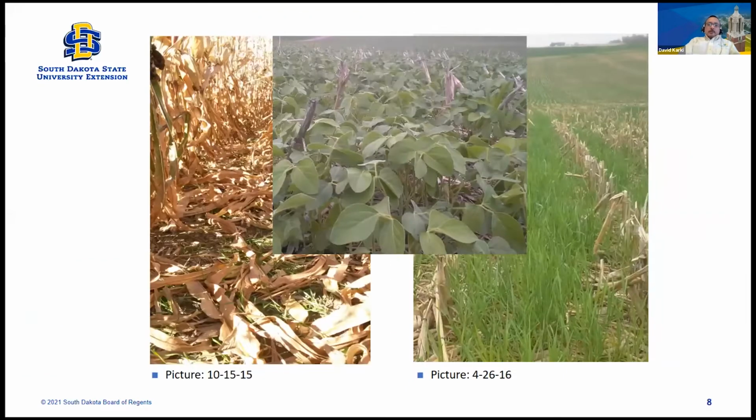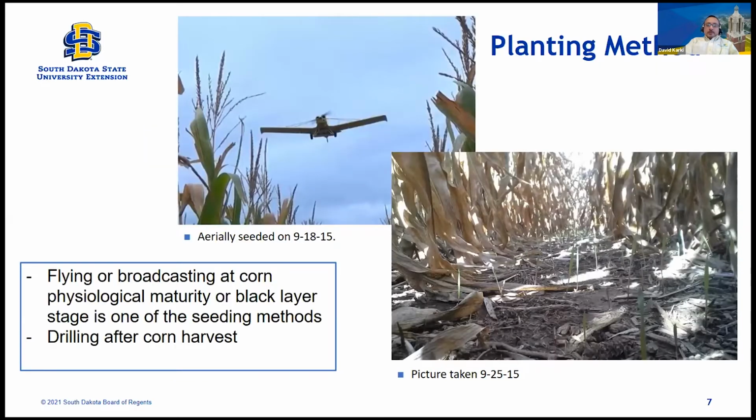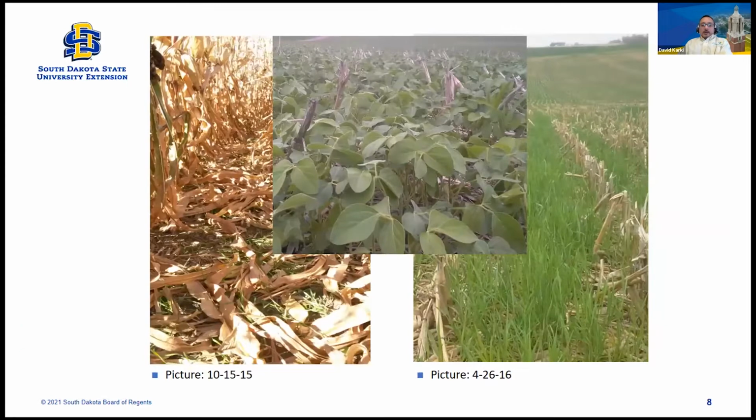In the same field shown in this slide, a week after planting you see a little seedling down on the bottom here. Later in the fall, and then in spring in April, this field was planted to soybean. These pictures are from the same field in Minnehaha County.